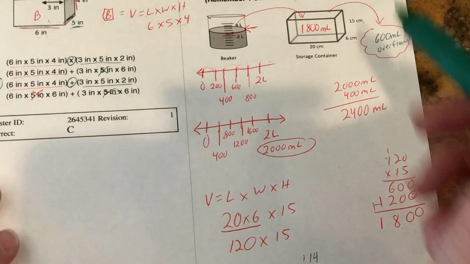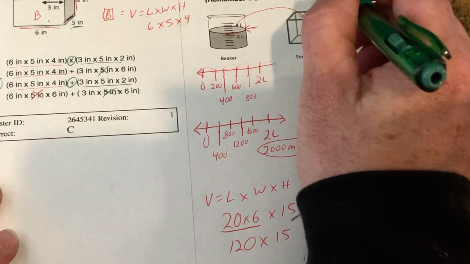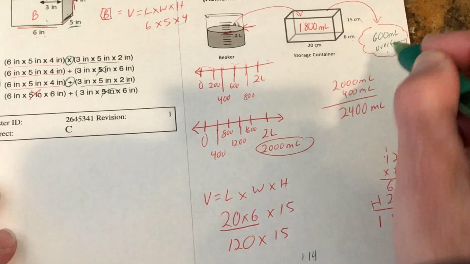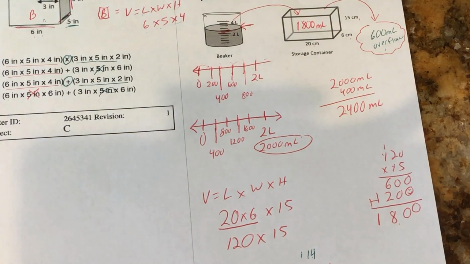But the answer to this, how much broth will be left over, or if it does not fit, approximately how much broth will be left over? About 600 milliliters will be left over. All right, that one took a little bit of a while to solve.